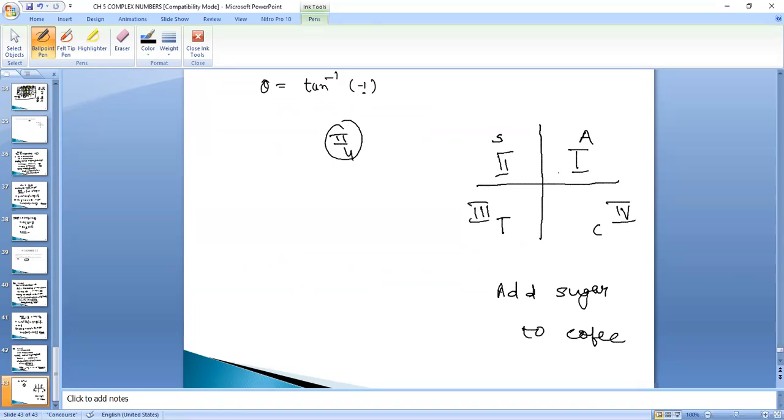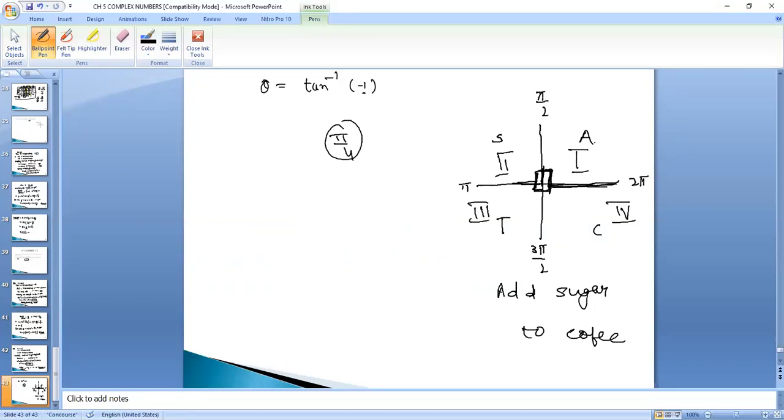Now up to here the angle is 90 degree, that means pi by 2, right? Up to here the angle is 180 degree, that means pi. Then up to here the angle is 270 degree, that means 3 pi by 2, right? And up to here the angle is 360 degree, that means 2 times pi, right?